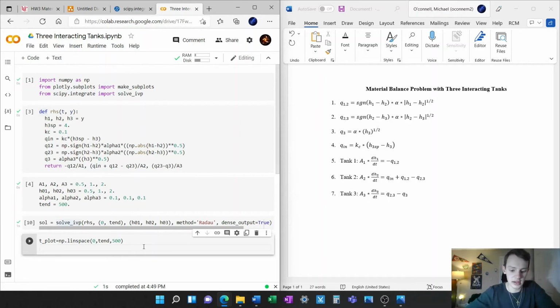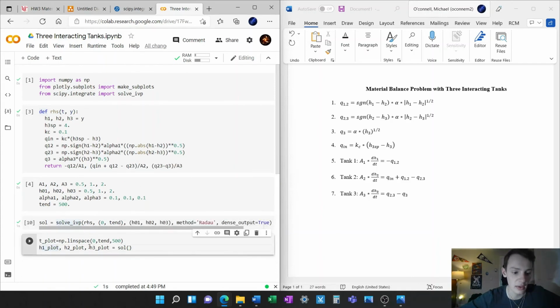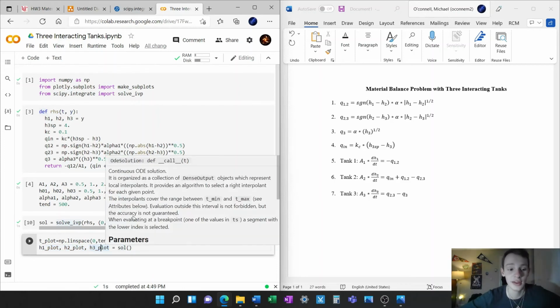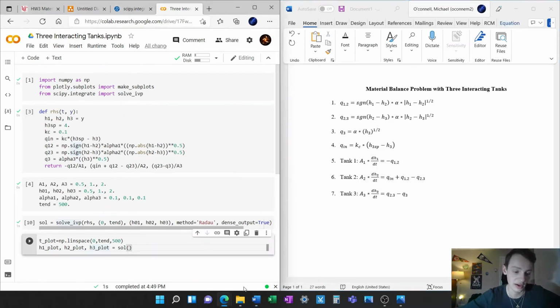Now, what we're going to need is H1 plot, H2 plot, H3 plot. Apparently I do not know how to use the shift key properly, but we'll set that equal to our solution, right? But we have to put something into that. We have to put our time values in so that we can plot these heights. Notice, again, I did 3 of these. That's super important. We don't just have one differential equation here that we're solving. We have 3, okay?